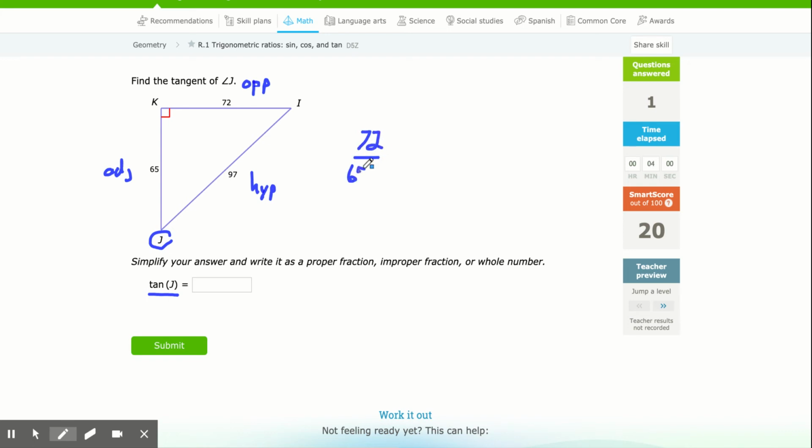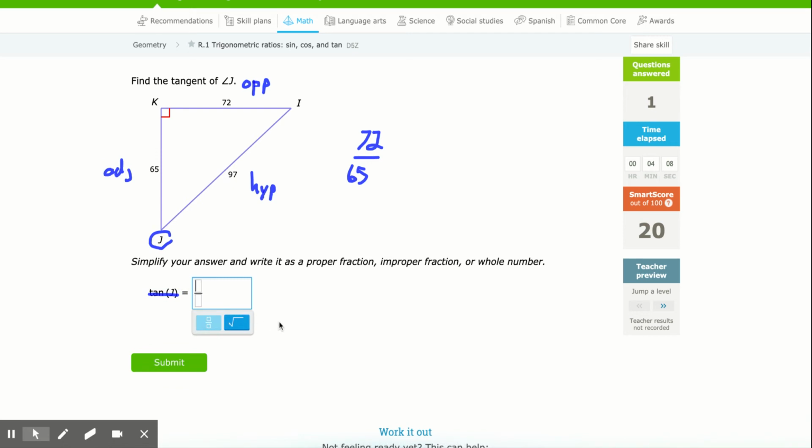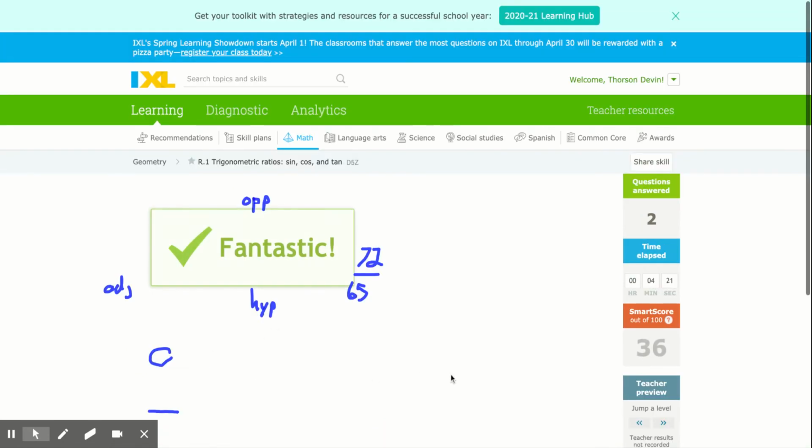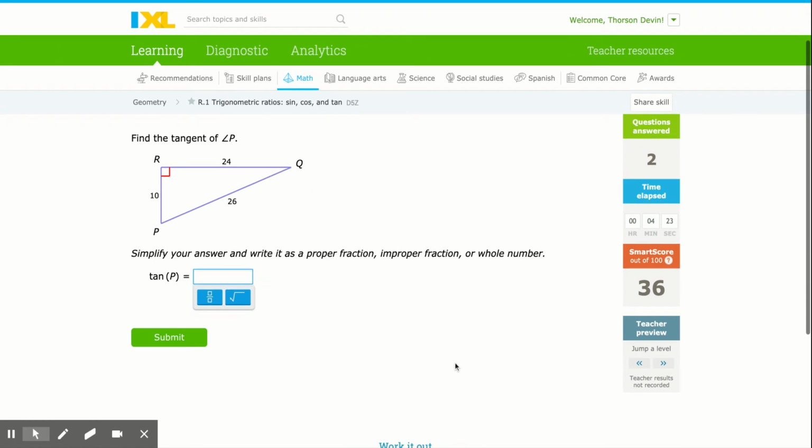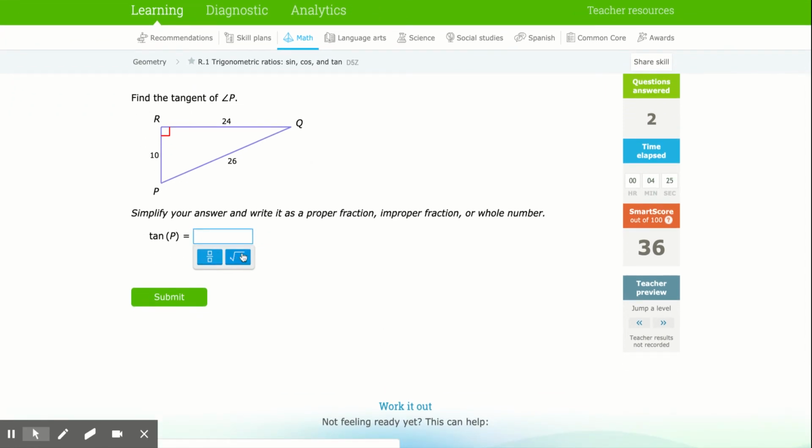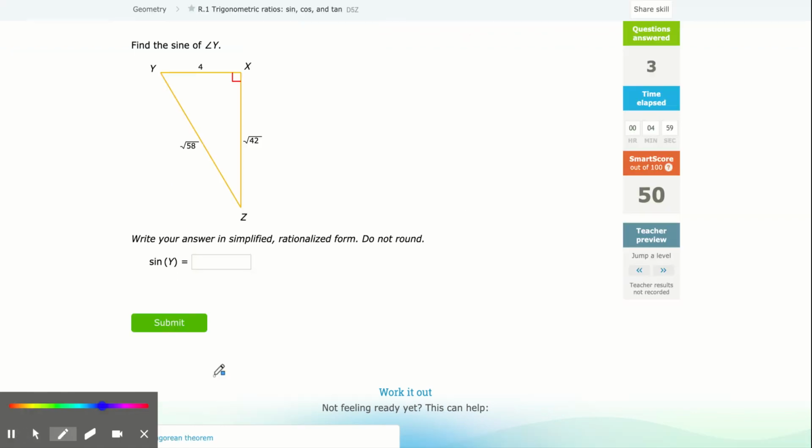And then, if possible, always try to reduce that fraction. But I believe 65 has just a 5 and a 13, and 72. 65 is 5 and 13. And 13 does not go into 72, so we're good. It doesn't reduce. But try to always reduce. I'm going to jump ahead because I want to show you how to do one with square roots. So I'm going to go look for one of those.